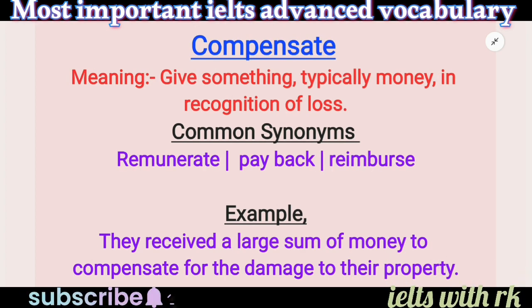Compensate. Give something, typically money, in recognition of loss. Remunerate. Pay back. Reimburse. They received a large sum of money to compensate for the damage to their property.